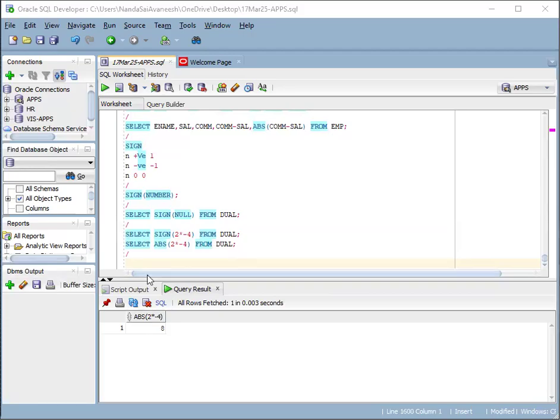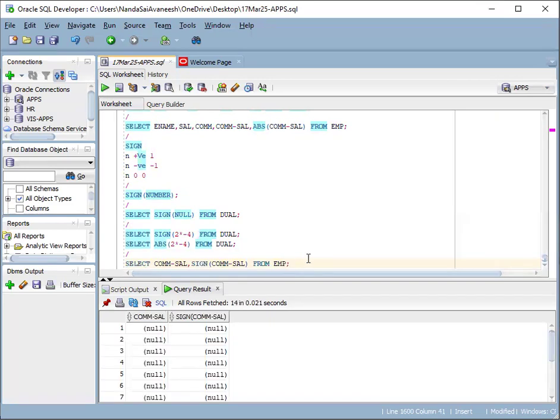Suppose, same, we have the employee table. Select commission minus salary, comma, sign of commission minus salary from EMP. So see the difference here. Commission minus salary, wherever null is there, that is null only. The values that are there are -1300, -750, 150, -1500. So here it becomes -1, -1, 1, -1.